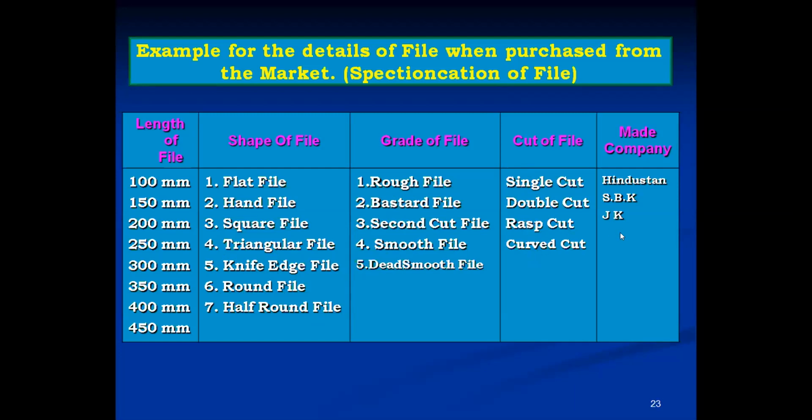So these three names are there. It's the make of the company. So many companies are there, but not mentioned. Example, Hindustan, SPK, JK. So just for reference. So length of the file, shape of file, grade of file, cut of file.